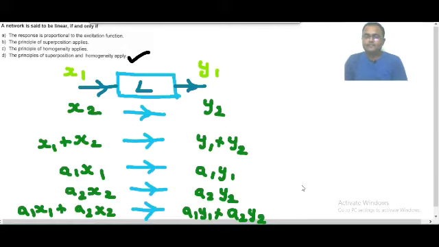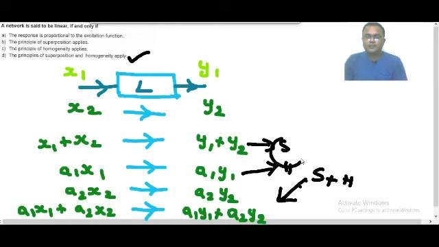Only then is the system said to be a linear system, meaning superposition and homogeneity. This scaling is called homogeneity and this is called superposition. So if we combine both superposition and homogeneity, and these two are applied in this case, that is why this is called a linear system. Means superposition and homogeneity, these two properties are satisfied, this equation is satisfied. Therefore this system is said to be a linear system.